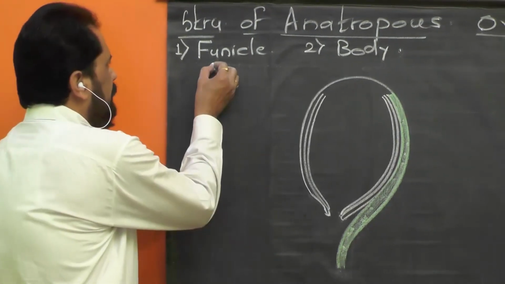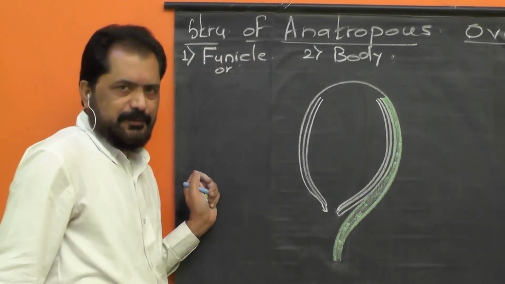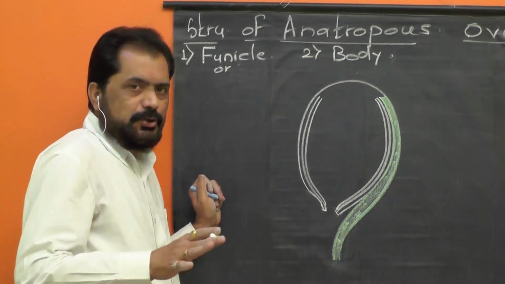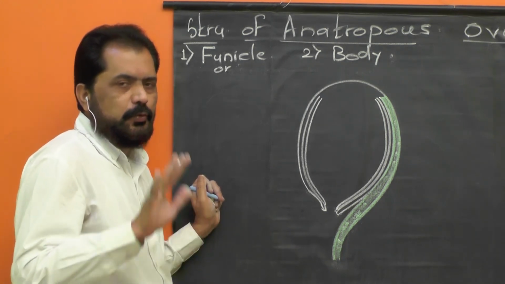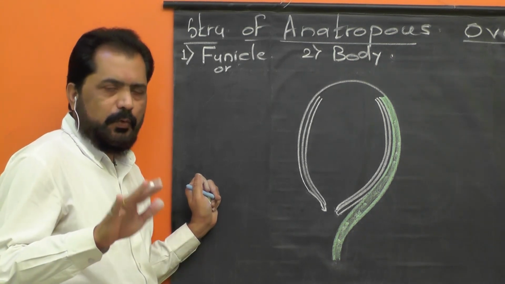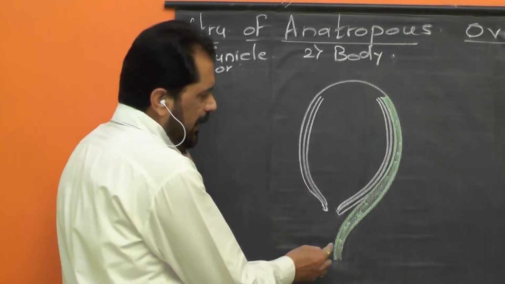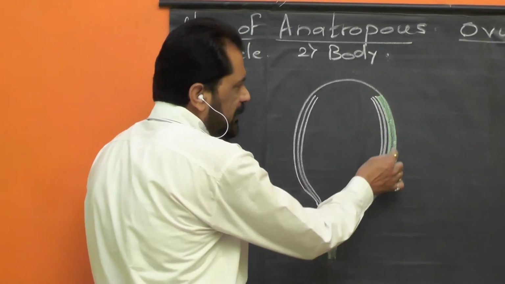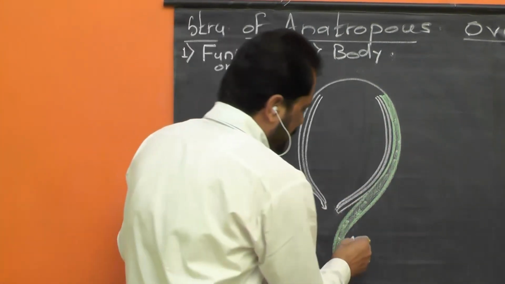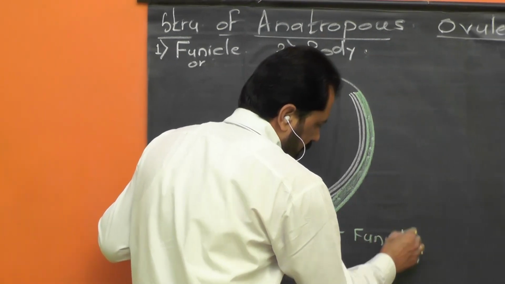The funicle is nothing but a slender, either short or long, stalk of the ovule. It is simply the stalk of the ovule. It is a slender part. Look at the diagram. Here I have shown with the help of green color. This is the stalk. This is nothing but the funicle.